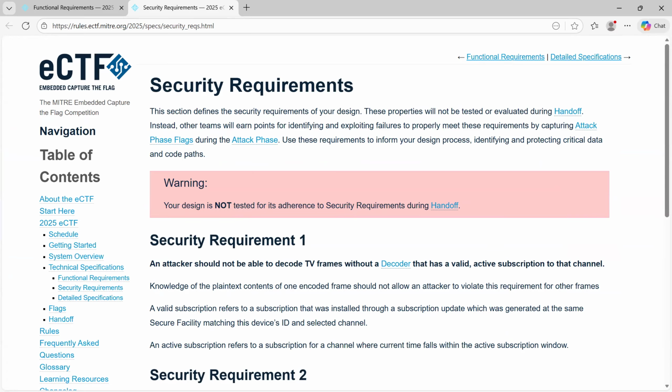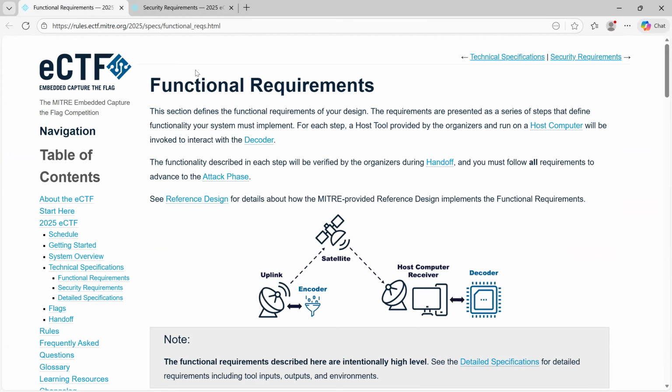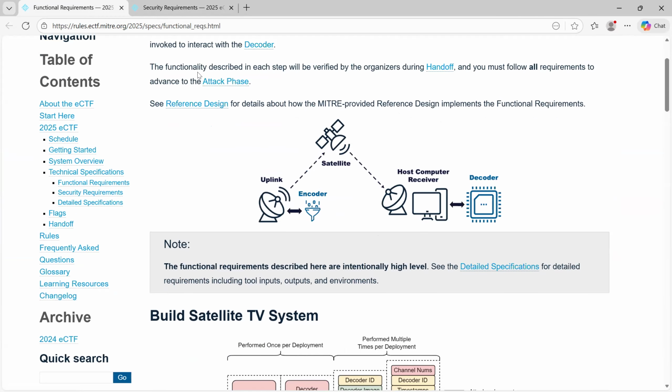Okay. So last year's design was to implement a secure satellite TV network. What this entailed was a satellite that was basically beaming TV channels to the world, right? You had 2 main components to this design. There was the uplink, which was the provider, the company that was actually broadcasting the TV frames. And then you had the receiver, which was everyone's satellite dishes in their houses, the TVs that were actually receiving these frames, decoding them, and then showing them on the TV.